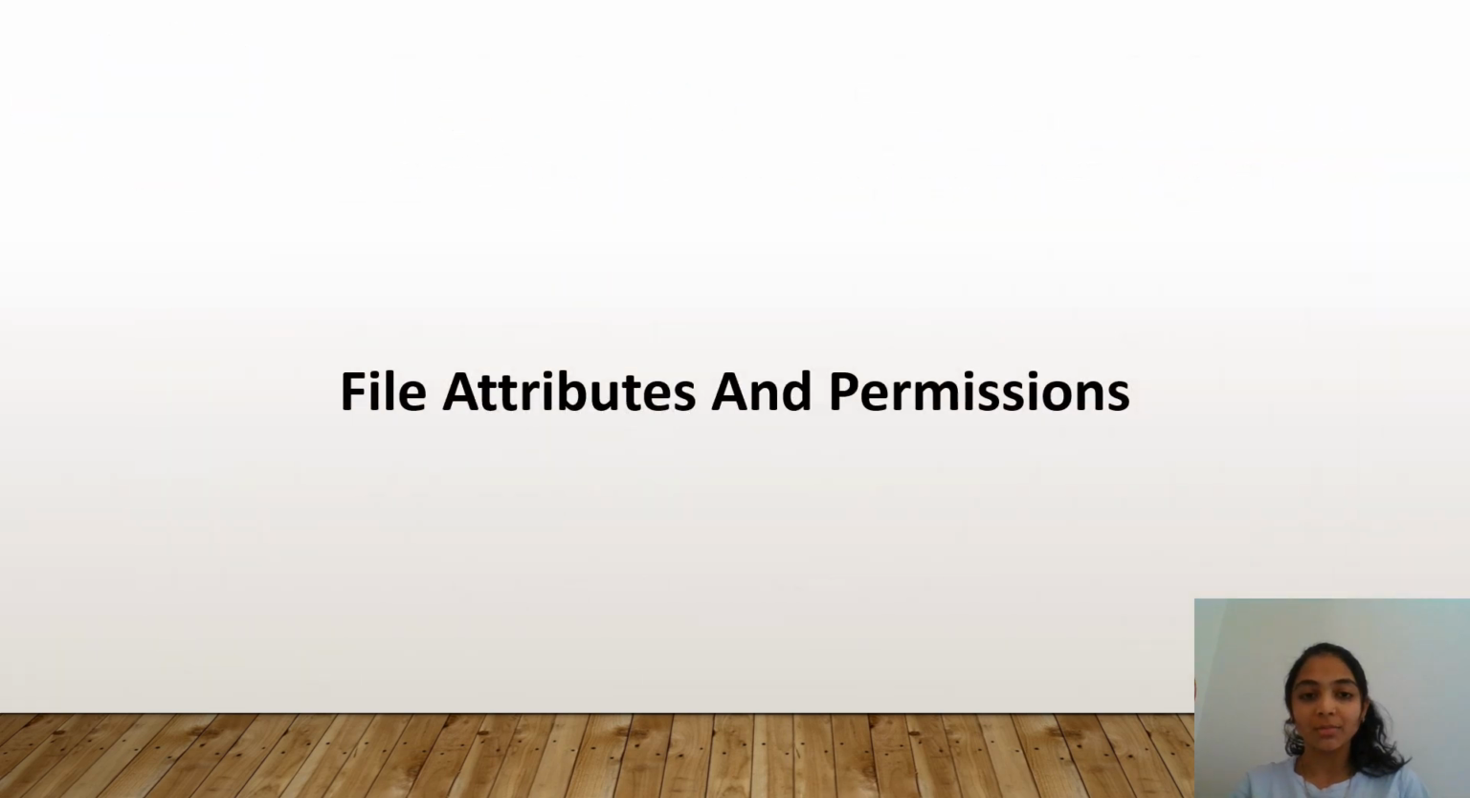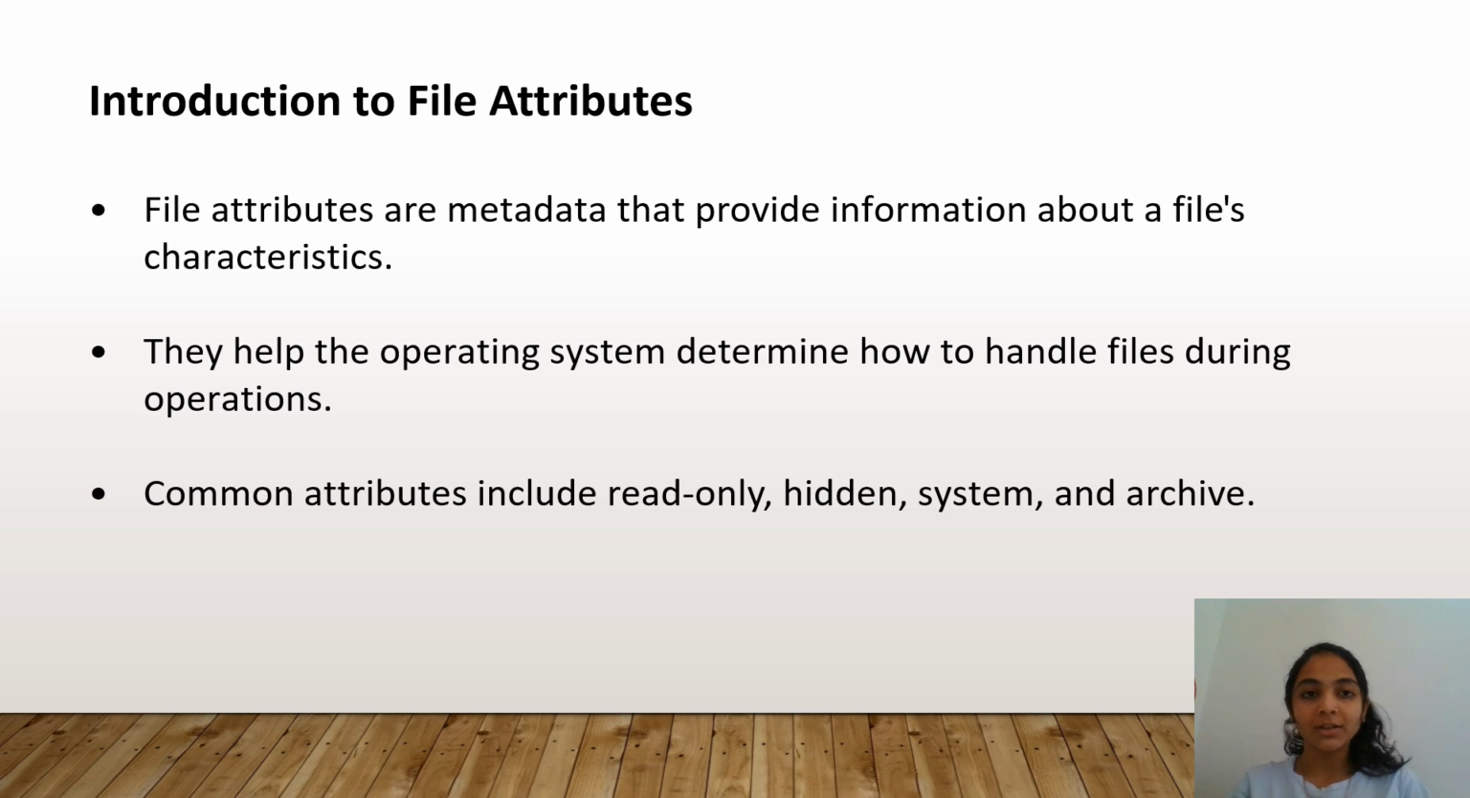Today I am going to talk about file attributes and permissions. Introduction to file attributes. File attributes are metadata that provide information about files' characteristics. They help the operating system determine how to handle files during operations. Common attributes include read-only, hidden, system, and archive.